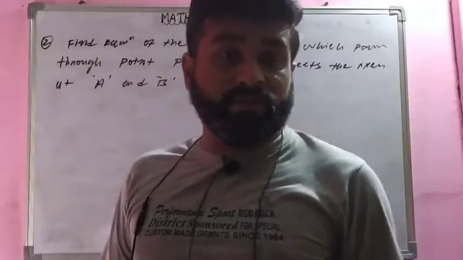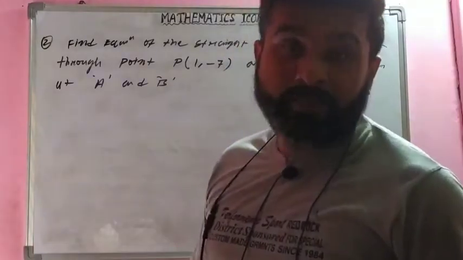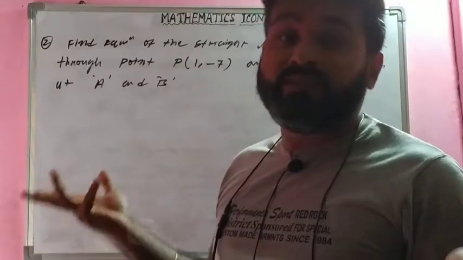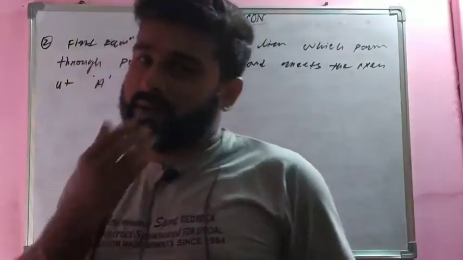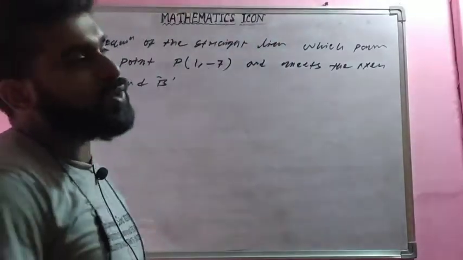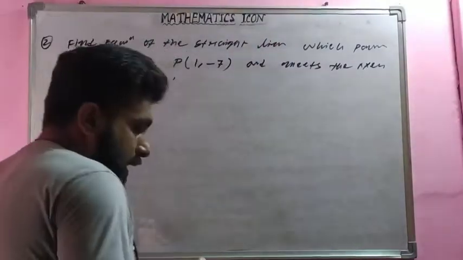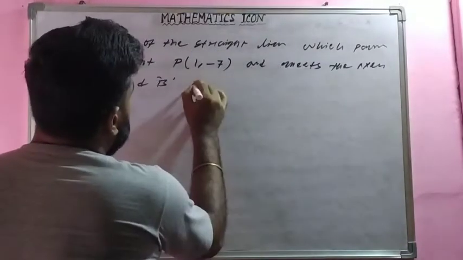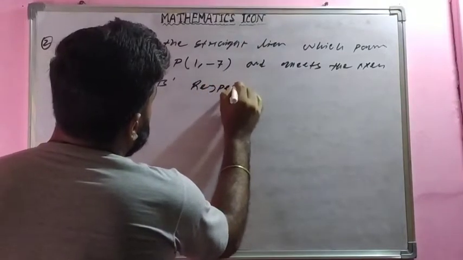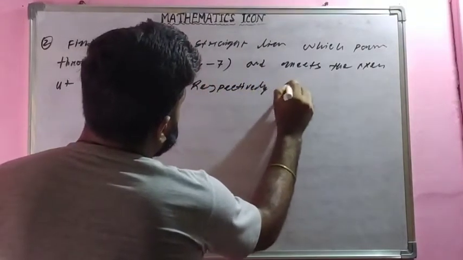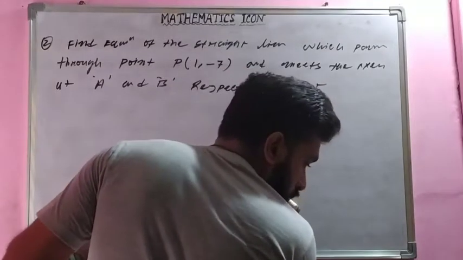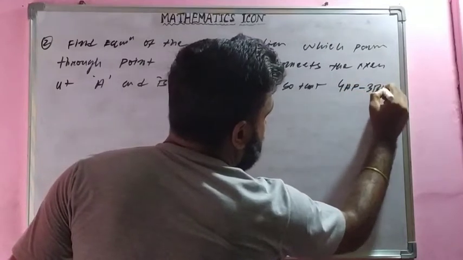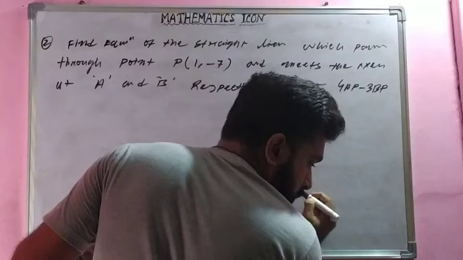So according to the previous concepts, as you all know, if a straight line meets both axes, the x-axis and the y-axis, then you need to use the intercept form of a straight line: x by A plus y by B equals 1. So A and B respectively, so that 4AP minus 3BP equals 0.